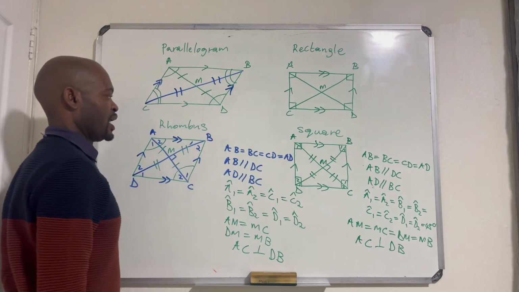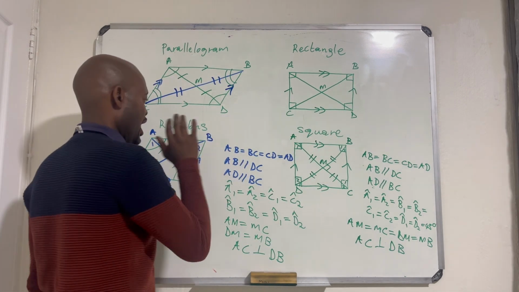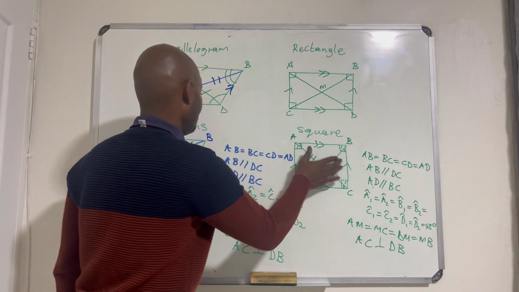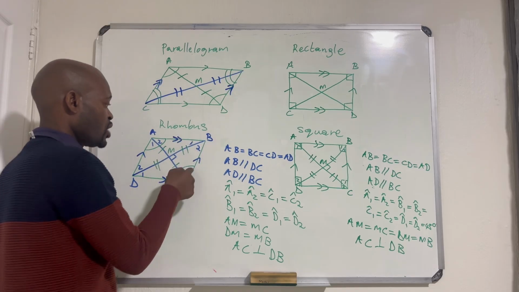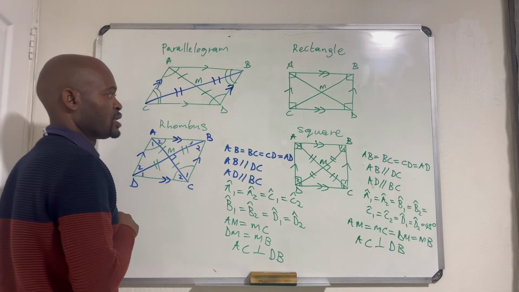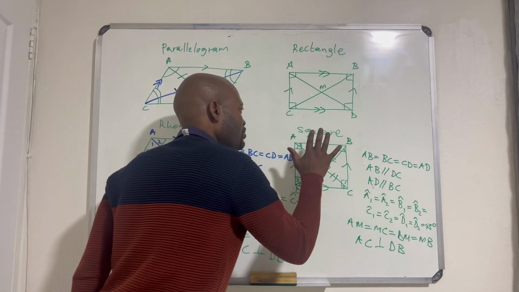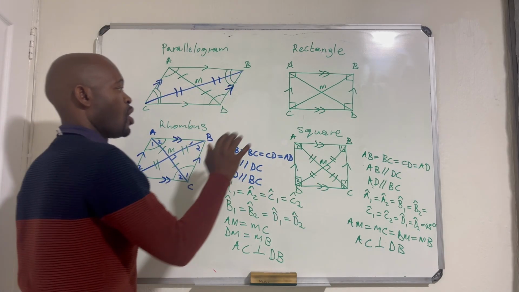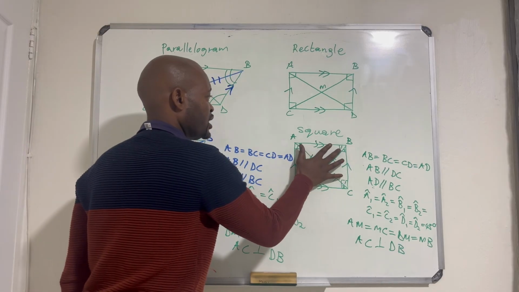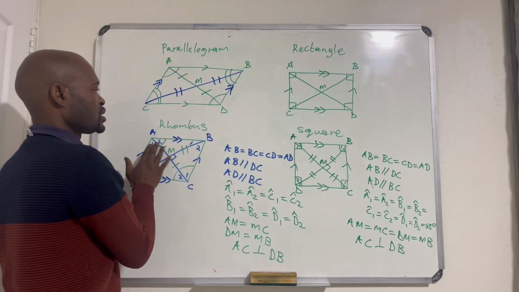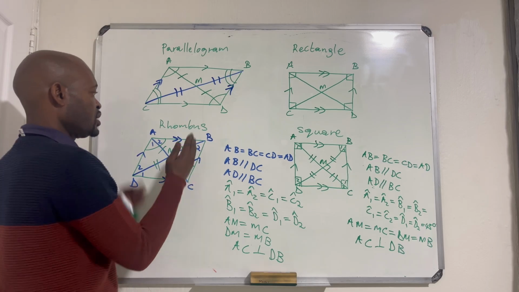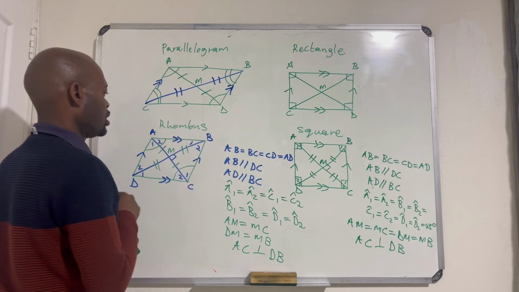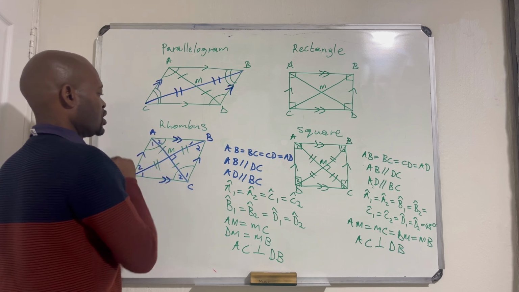90 degree angles. Even with a rhombus, a rhombus is not a square because a rhombus does not have 90 degree angles. But a square is a rhombus because all the properties of a square are in a rhombus. Opposite sides are parallel. All sides are equal. This angle is equal to that angle.